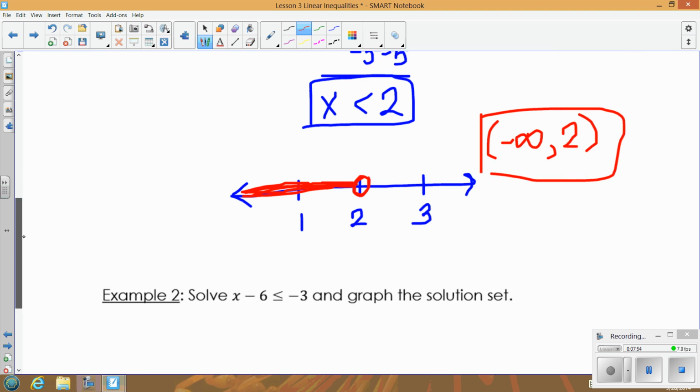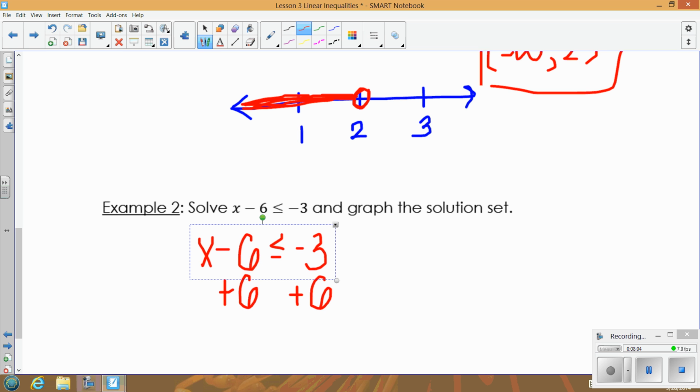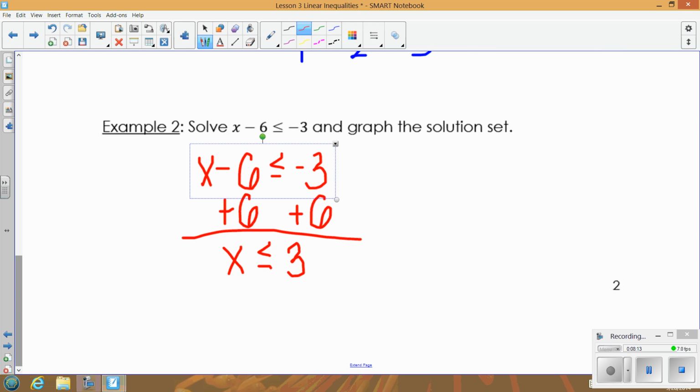Let's look at another example like this. For this one, we have x minus 6 is less than or equal to -3. So to solve this, bring the 6 over because you've got to get x by itself. So we have x is less than or equal to 3. So there's a solution. Let's look at this on a number line.